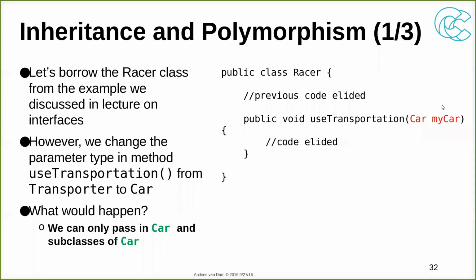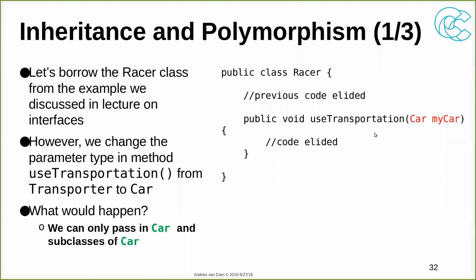So we go back to this racer class, and that has a method called use transportation. Earlier we used to have this interface here. So we just made one minor modification where we have car, and the type of car, right?